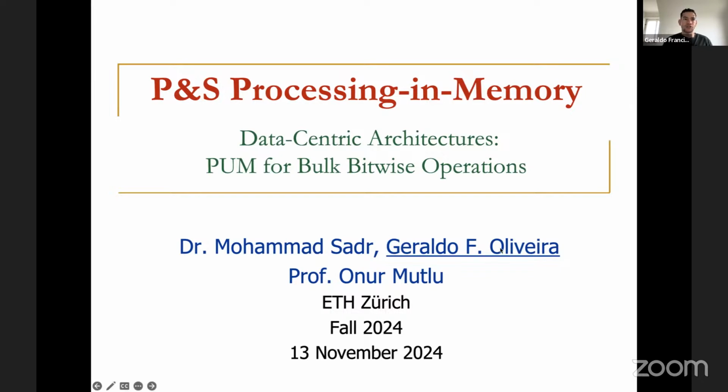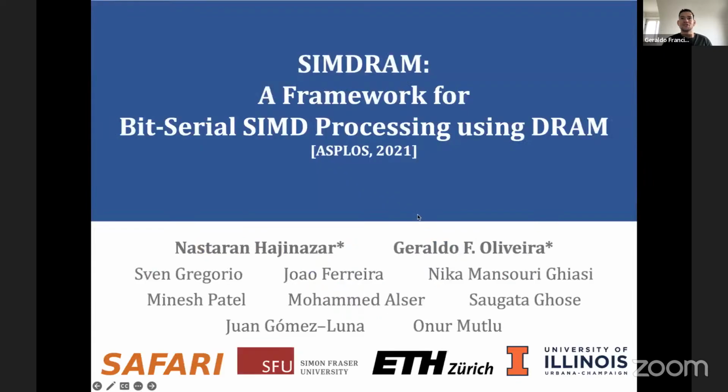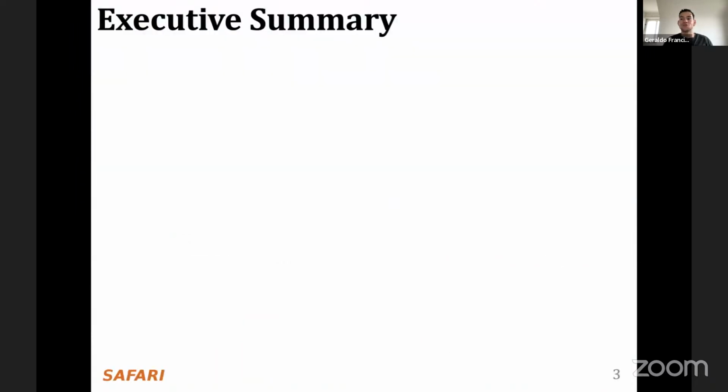So without further ado, the majority of this lecture today, I'm going to cover a work that I led and was published in April 2021 called SIMDRAM, which is a framework that builds on top of RowClone and another mechanism that I'm going to introduce today called Ambit, that allows you to execute bitwise arithmetic operations using the DRAM cells themselves. So before we start, as usual, I'm going to give a brief executive summary of what we're going to discuss today.